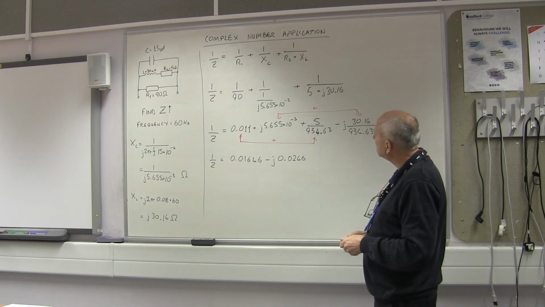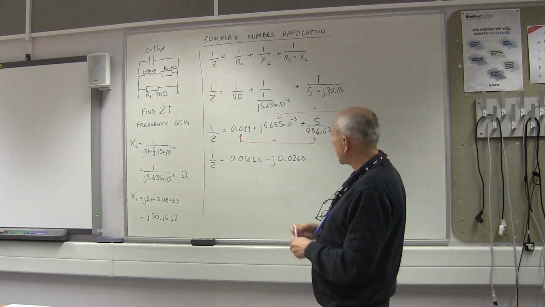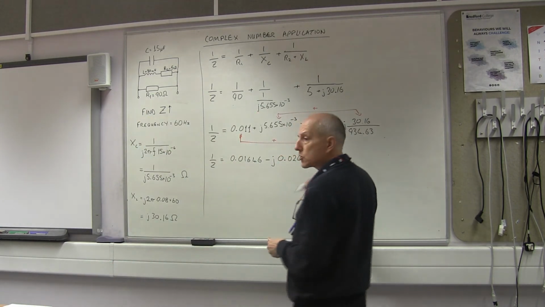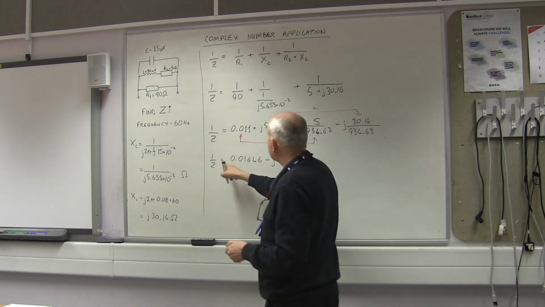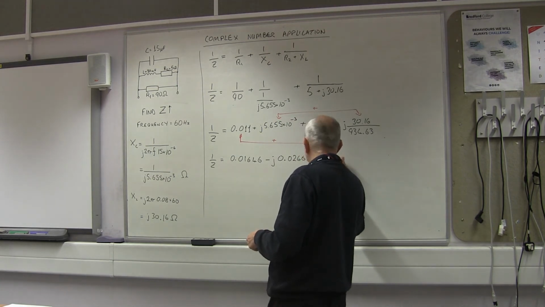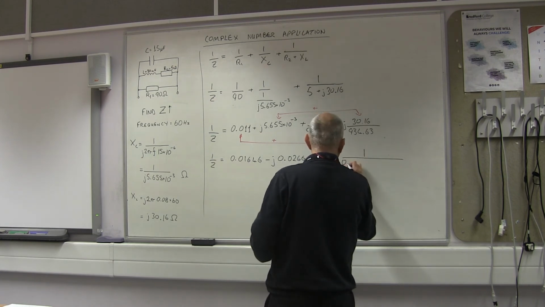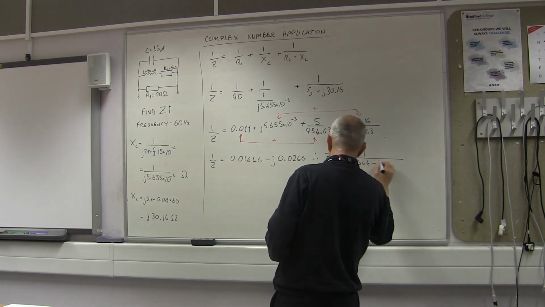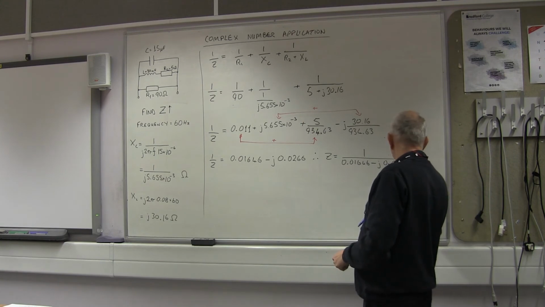So now we need to invert the bottom answer. So Z equals... that means I'll work to the left a little bit here. Do we need a 1 over that bottom answer? Yes. If 1 over Z equals that, that means, let's put a therefore in. Therefore, Z equals 1 over this number: 0.01646 minus J 0.0266.